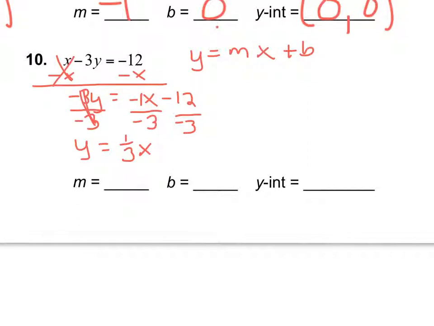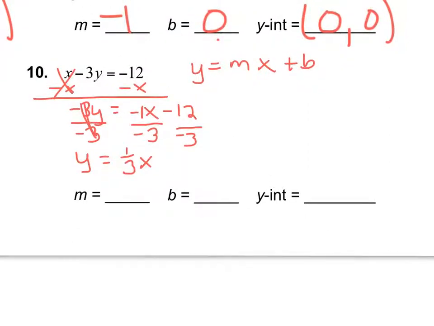Now I'm recording again. All right, now I need to divide this. What is negative 12 divided by negative 3? Positive 4. So now I've solved for y. So now it's in the right form. I have mx plus b. That's easy now. I know that the slope is what? 1/3. What is the b? 4. That's the y-intercept is? 0, 4.